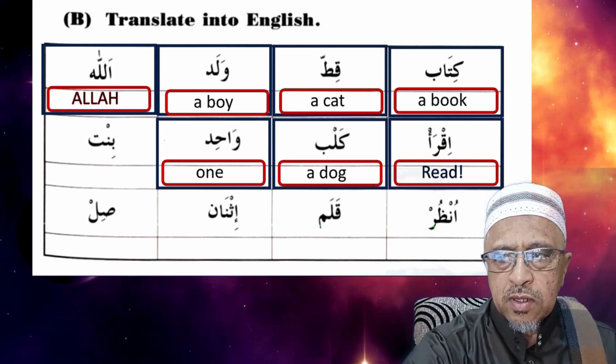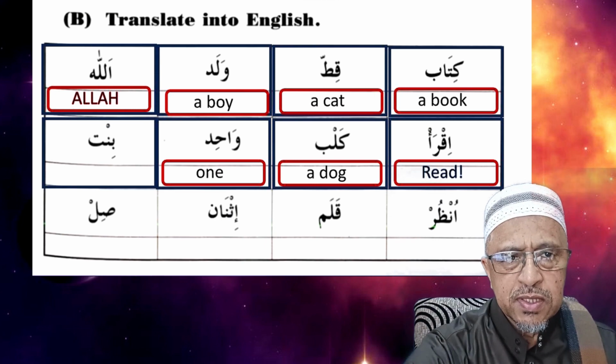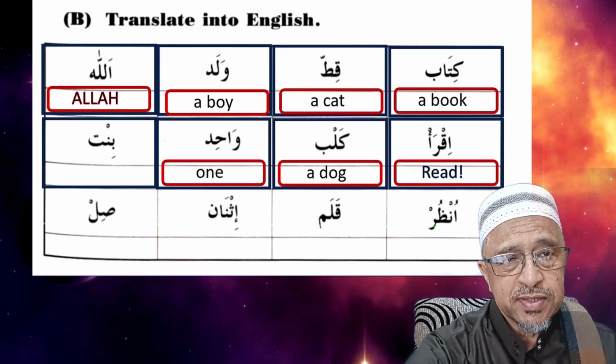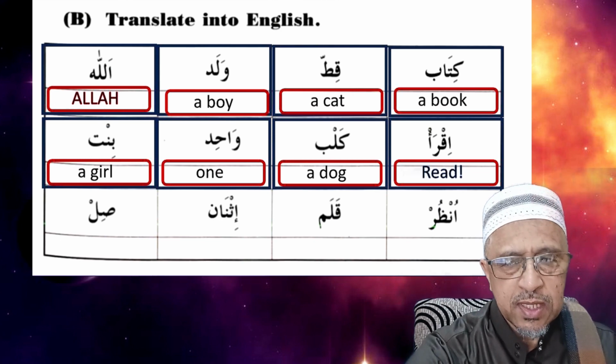Last one in the second row is bint. Bint, of course, is what? A girl. That's correct. Bint is a girl. And because it's a girl, we can say bintun.